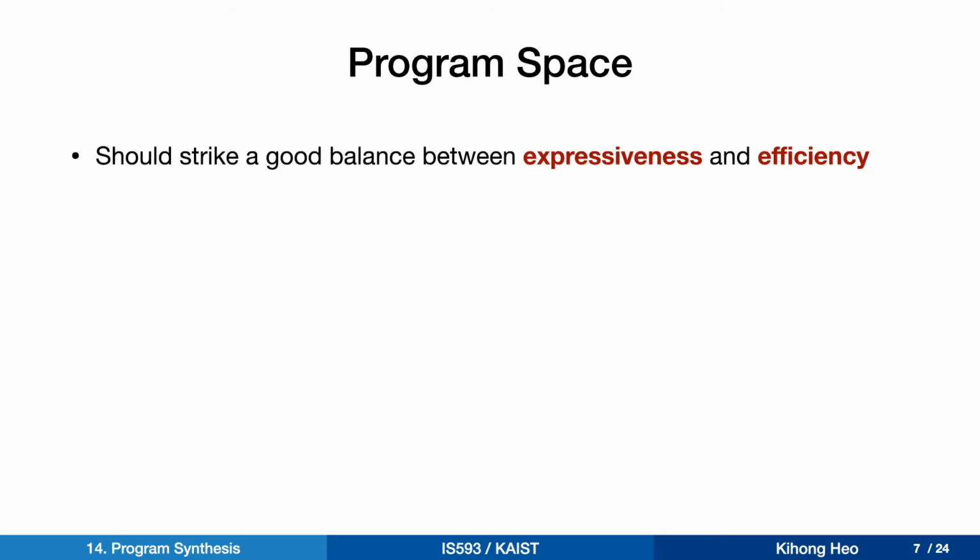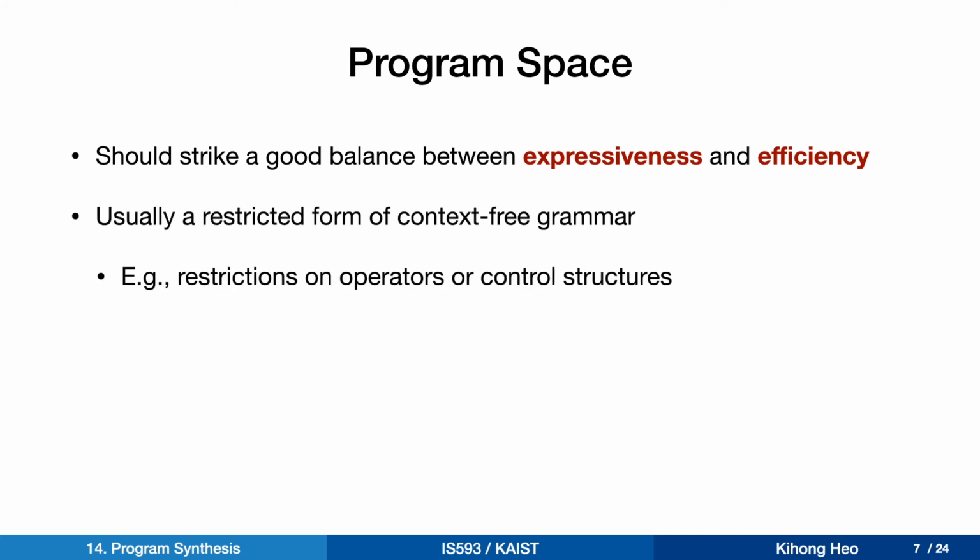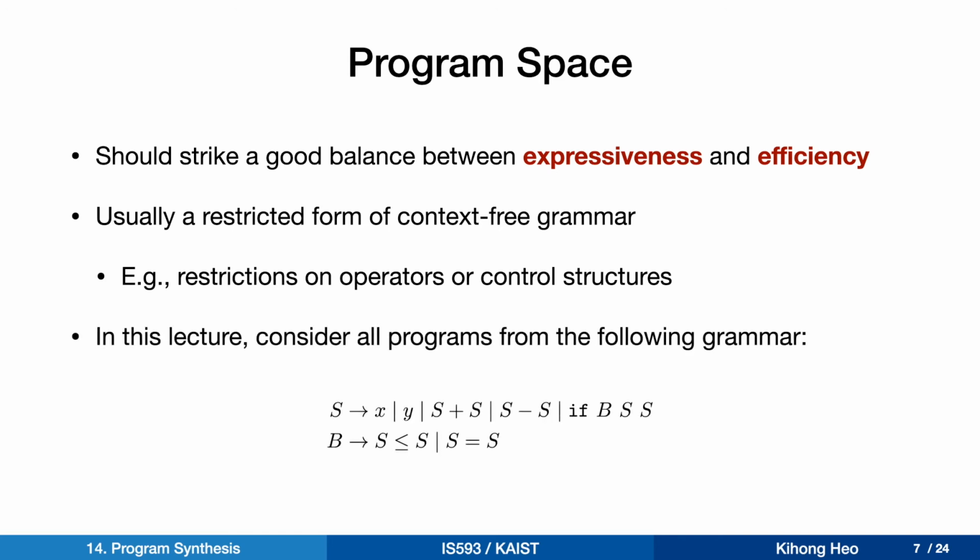Next, let's talk about program space that defines syntactic specification of target programs. It is also very important to strike a good balance between expressiveness and efficiency in program synthesis. If you want to handle more language features, then you could synthesize more expressive programs, but the search will be very inefficient. So usually we restrict the target language to a subset of some conventional languages, for example, a restricted set of operators or control structures. In this lecture, we will consider a simple language with only two variables and without any loop, like this.